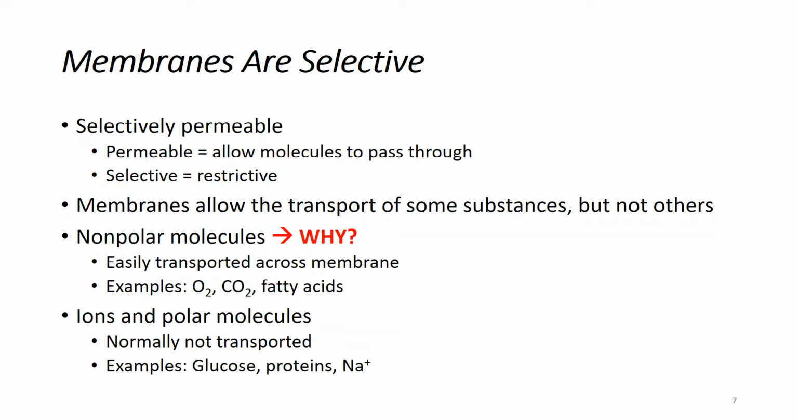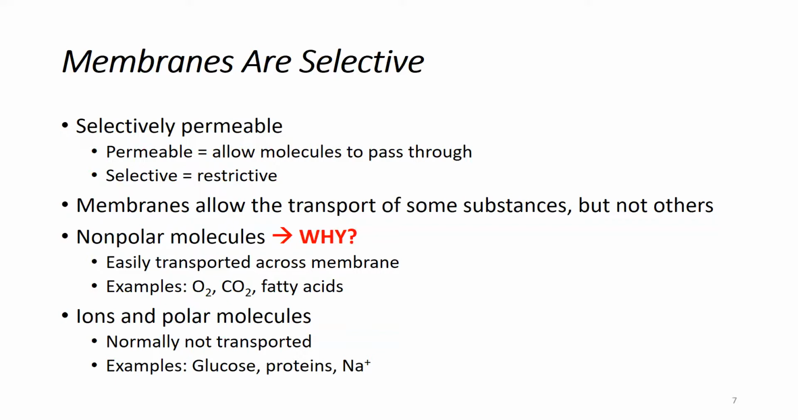Now, non-polar molecules can cross the membrane, right? Non-polar molecules, why is this? Why can non-polar molecules cross the membrane? And we talked about this a little bit before. But just to recap it, why can a non-polar molecule cross the membrane? Because the internal part is non-polar. Right, so the center is non-polar, and so only a molecule that is non-polar or hydrophobic can traverse that hydrophobic center. It can easily move across the membrane. Examples are oxygen, carbon dioxide, fatty acids.